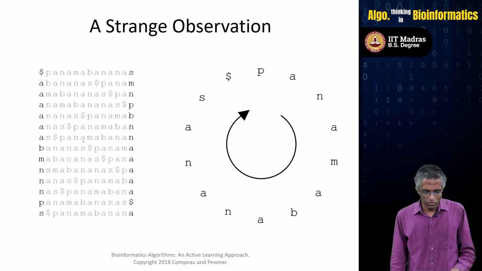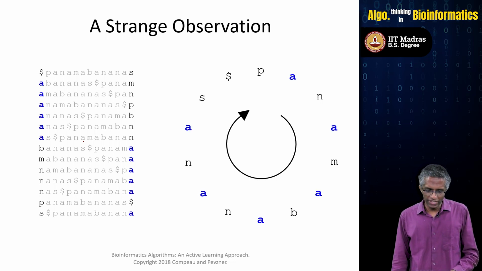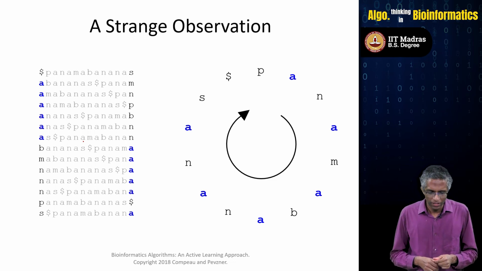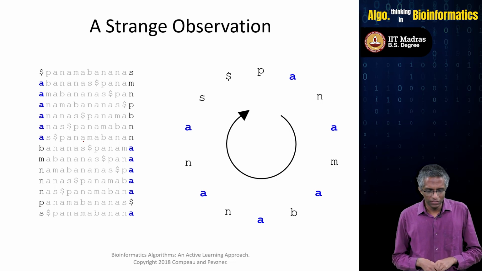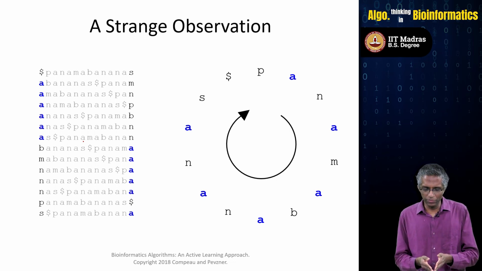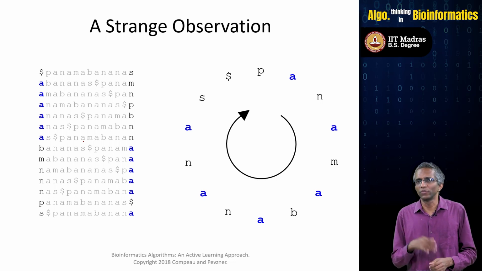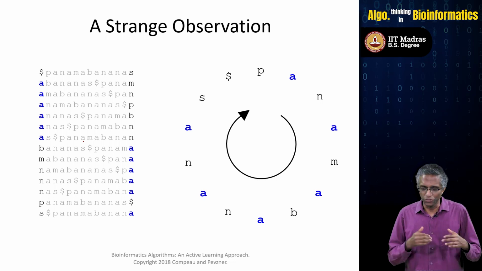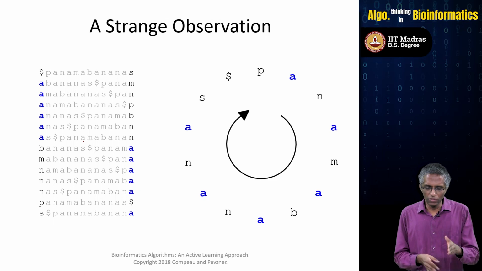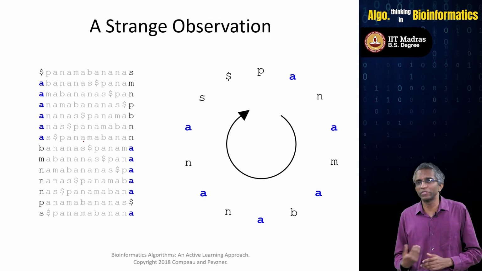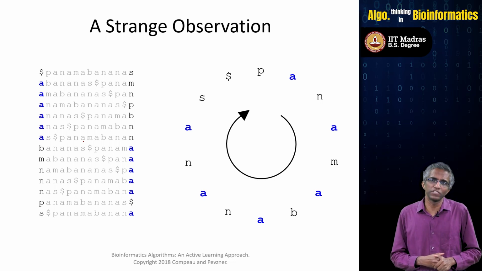We are going to look at all the A's in the last column and all the A's in the first column. The claim is that there are 6 in both of them, the same number of A's, because every column will hold all the letters including the multiplicities of that letter in the genome. So the first column and the last column will have the same number of A's. That is a simple observation, but the strange observation is that there is a 1-to-1 correspondence between them.